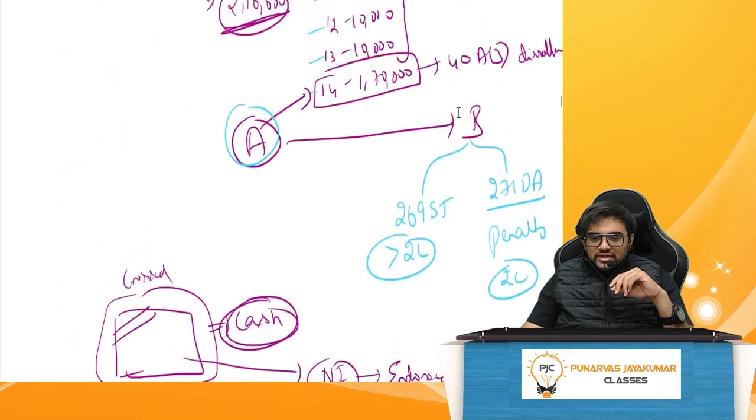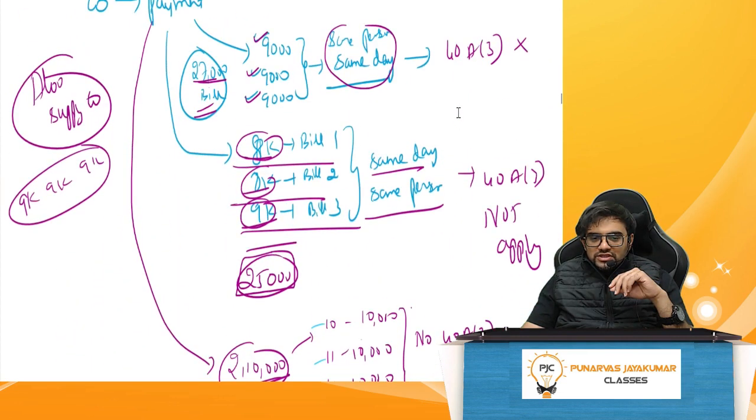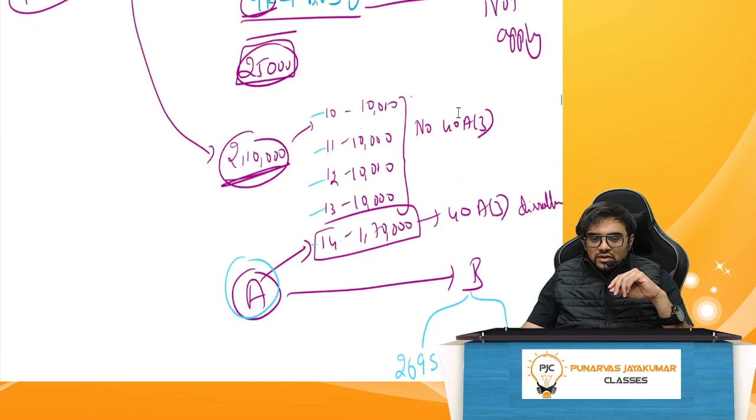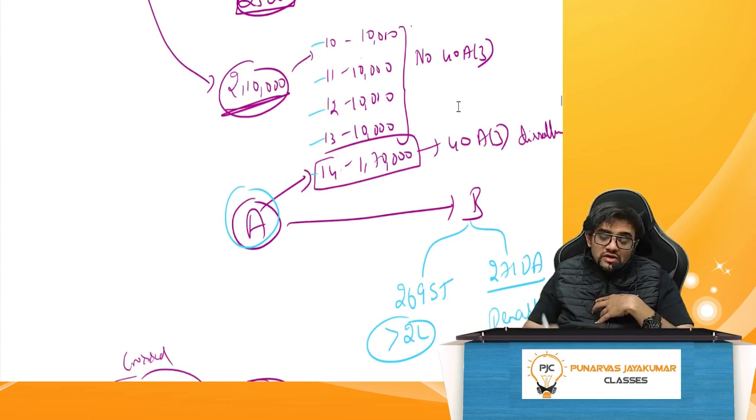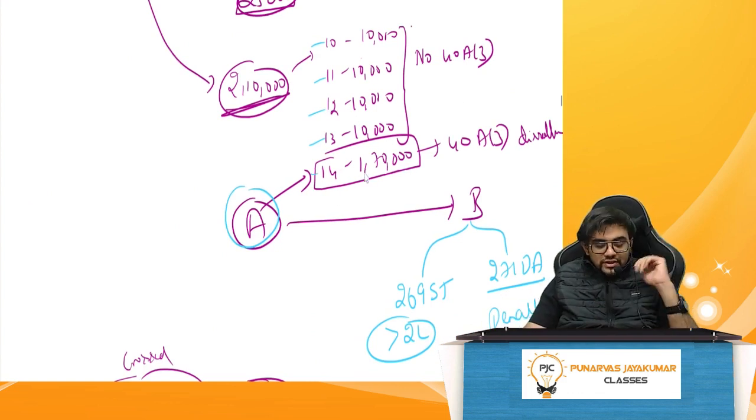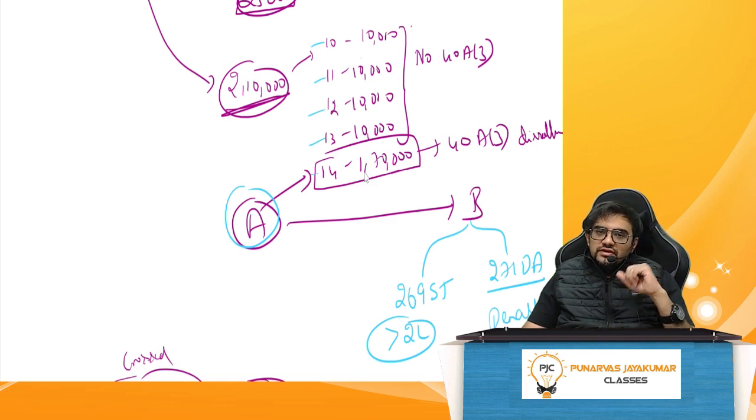Guys, but the beauty is, you need to understand one thing. 40A3 disallowance, for me, I am paying. For me, 1,70,000 will be added. That's okay. What about the receiver? This entire transaction is 2,10,000.